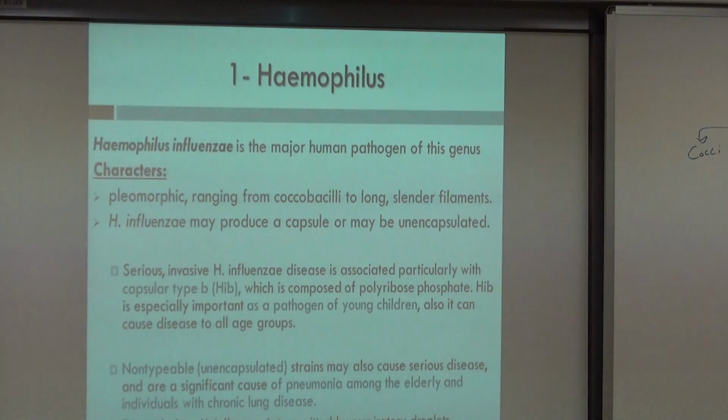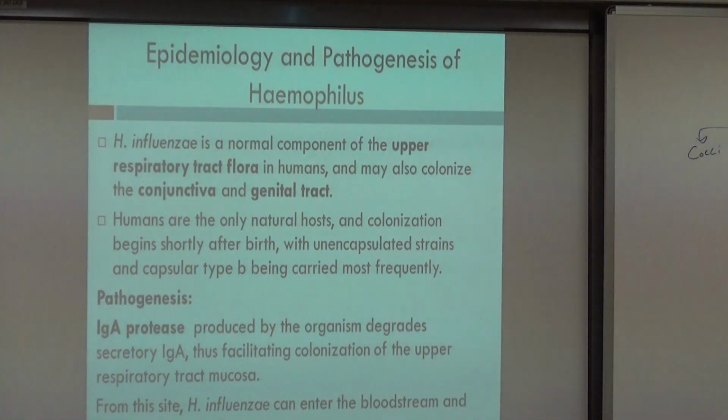Haemophilus is usually transmitted through respiratory droplets, so the main way of transmission is respiratory droplets. We consider Haemophilus influenzae infection a droplet-transmitted infection. Haemophilus influenzae normally inhabits the upper respiratory tract, and it can also colonize the conjunctiva and genital tract. So humans are the natural hosts for this type of organism.